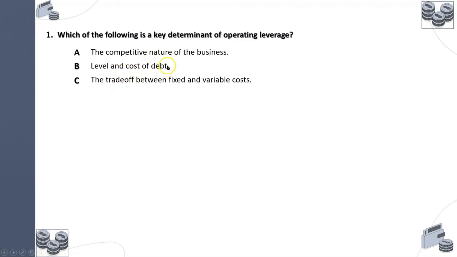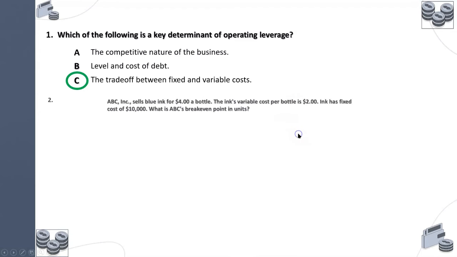If we have very high debt, we will have very high level of financing cost. That relates to financial leverage. It's not operating leverage. As I mentioned, the answer will be number C, which is fixed and variable. The more fixed we have, we will have more leverage.